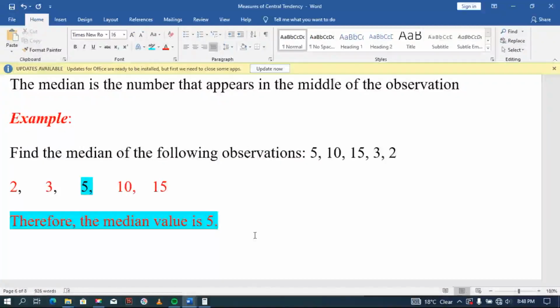However, supposing you're given observations that are even in nature, for example, there are only 4, it may not be directly possible for you to observe the value that will appear in the middle. Reason being, you have 2 values in the middle. Now let's form another example.